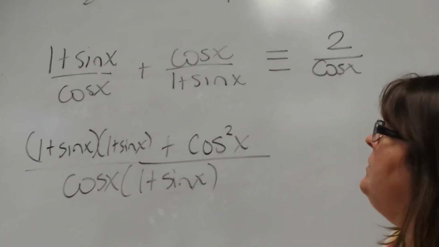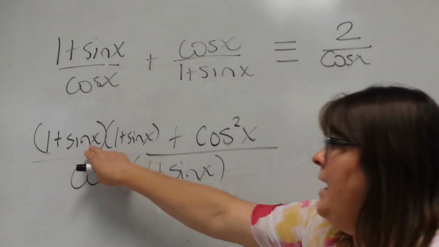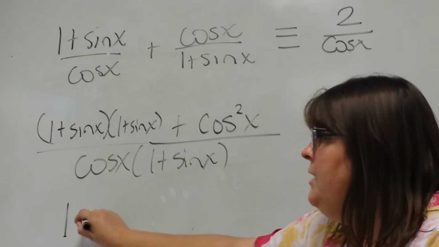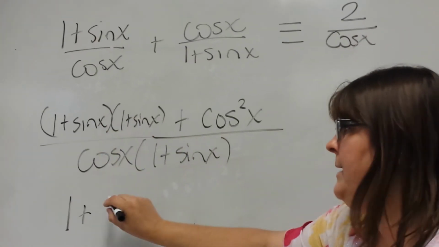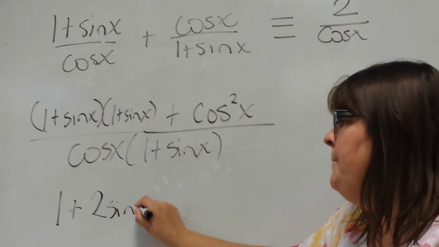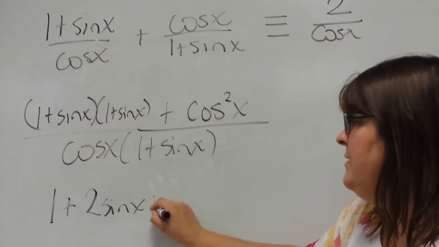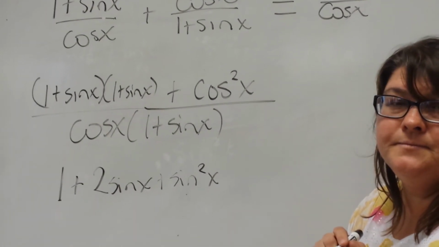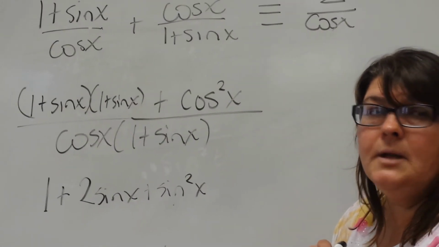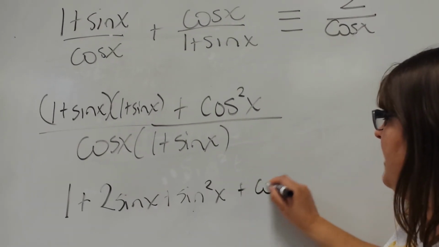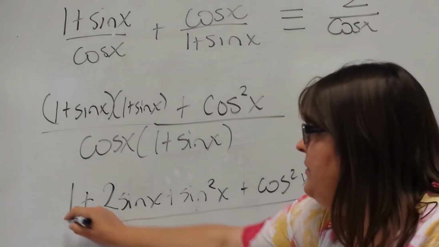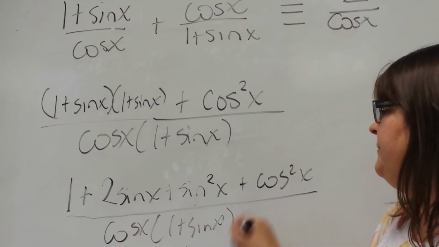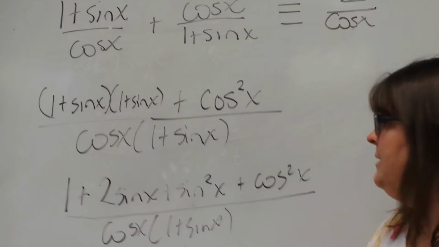So, what do I do for the top here? I FOIL this. First, 1, plus sine, so how many are there? 2 of them, plus sine squared. Are we good so far? Okay. And plus cosine squared, all over. Remember, don't do anything to the bottom until you absolutely have to. So far, so good? Now what?